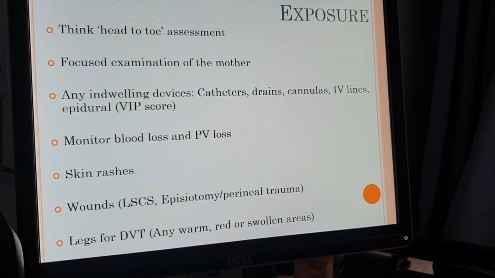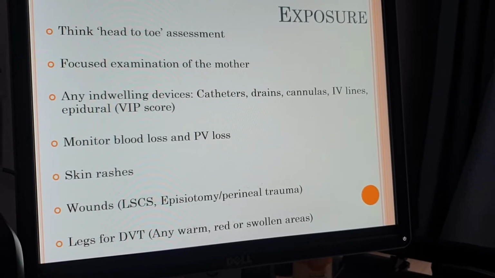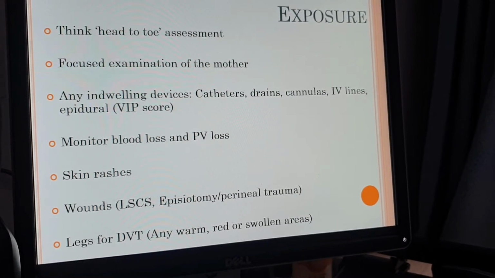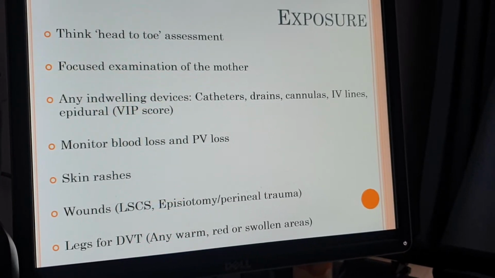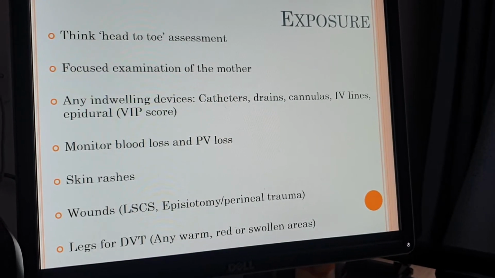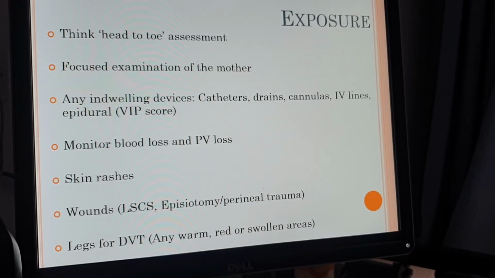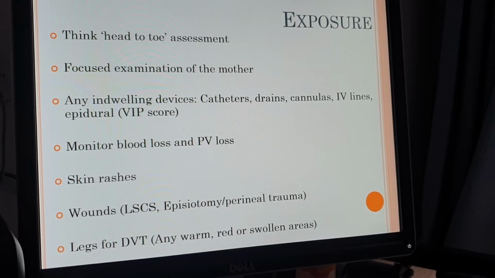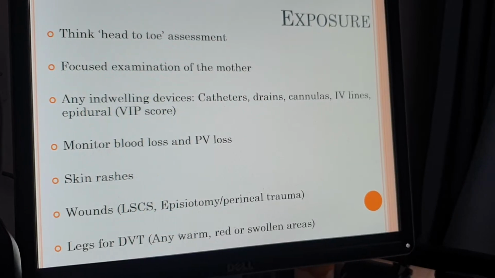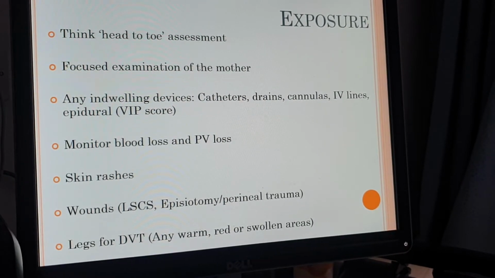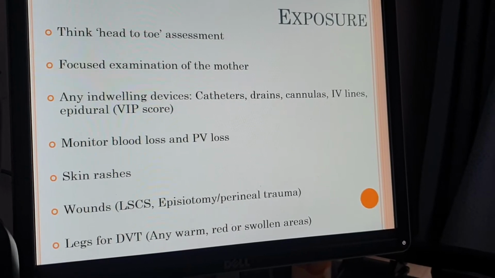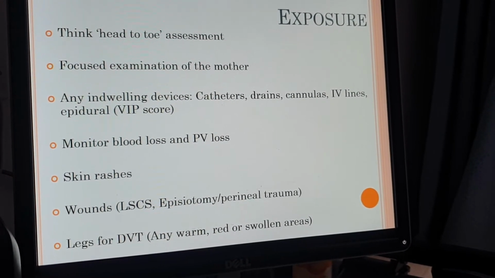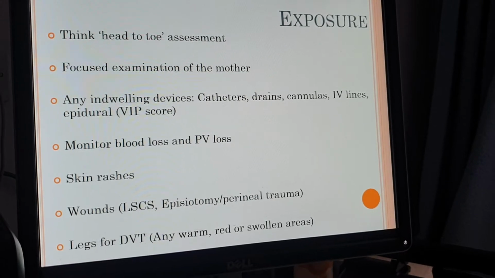in the skin colour or any rashes that may exist, moving on to any wounds, whether that be an episiotomy or perineal trauma or a section wound or any other wound, possibly from a drain or any other devices. Also ensuring that we do a full assessment of the legs for any signs of DVT, so any swelling, red or warm areas or pain that the mother may report.